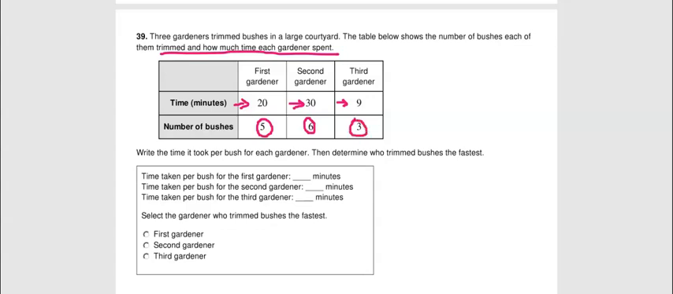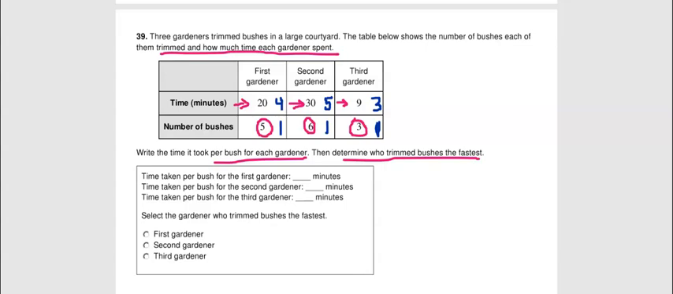So that's pretty interesting. If you look at that information, that can be helpful for what we're looking for below here. It says write the time it took per bush for each gardener. And then we're going to determine who trimmed bushes the fastest. Okay, so write the time it took per bush. All right, so at this point, we're going to find unit rates. We're looking at the unit rates that I just put in there.